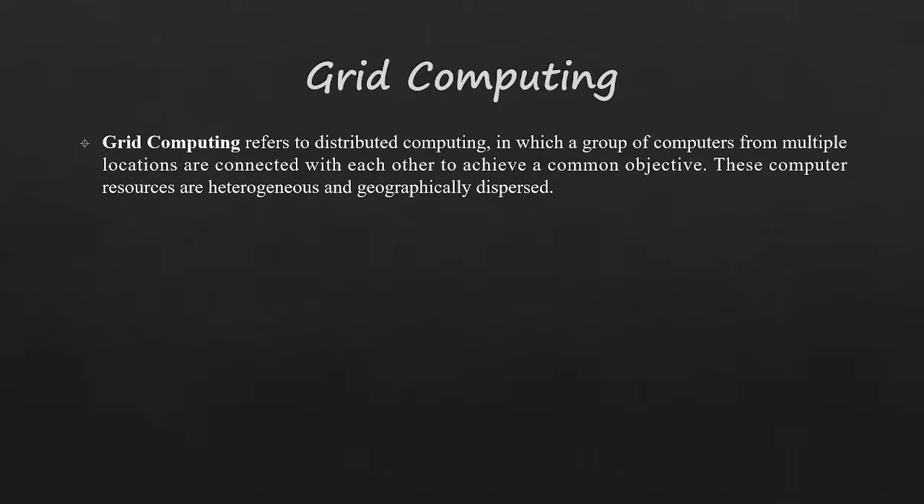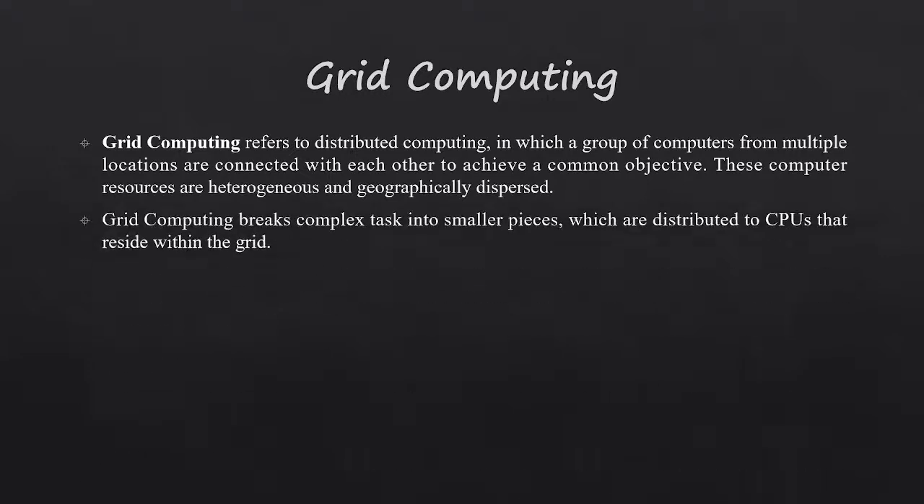Resources are heterogeneous and geographically dispersed. Someone is having i7, someone is having Razor, someone is having i3, i5, Windows 10, Windows 11, someone is having MacBook. So different heterogeneous resources are there, and we are geographically distributed, but we are connected through one grid. Grid computing breaks complex tasks into smaller pieces. Now, I was going to all of you individually and giving you the learnings.